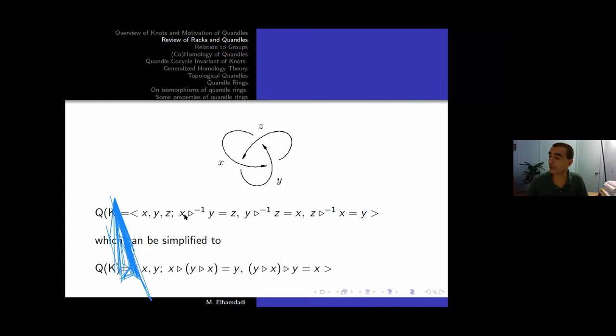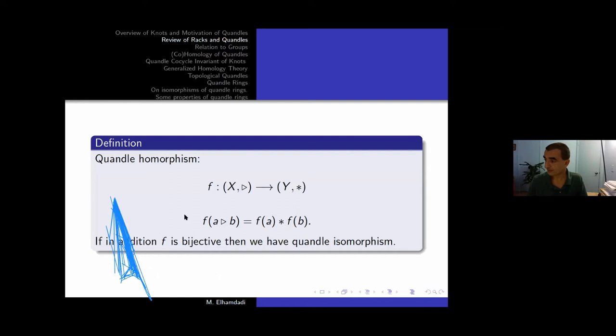Now, let's talk about Quandle homomorphism. As you expect, you have two Quandles, X with a certain binary operation named triangle, Y with the operation named star, and the homomorphism is just intuitive. If it's bijective, you get an isomorphism. And this is the notion of Quandle isomorphism. We will need this to state the theorem of Joyce and Matveev.